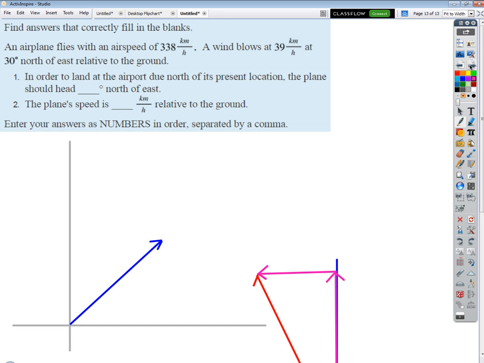Okay, this plane is flying through a wind current. The wind blows at 39 kilometers per hour at 30 degrees north of east relative to the ground. Now the plane wants to steer due north, right? Well, what's he gonna have to do? If the plane tries to go due north, let's say this represents the plane, how about?